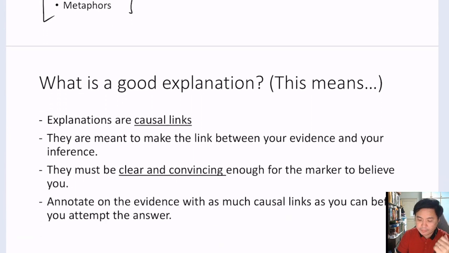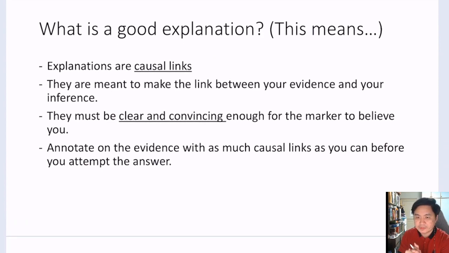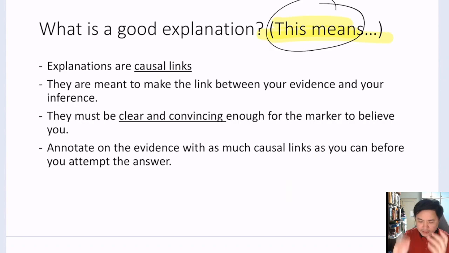So this is the important part. What is a good explanation? It means starting with "this means that." How do you give a good explanation? You must think in this way: you are explaining causal links. Everything has a cause and an effect.